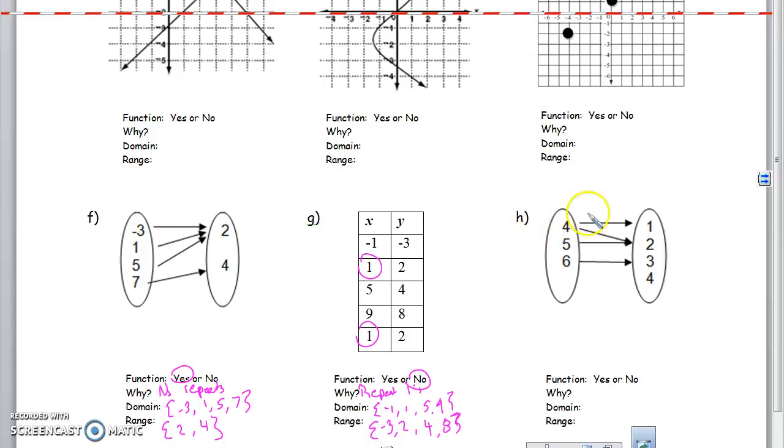And then finally, H, this is an example of not a function because we have 2 lines going off of 4. That's the equivalent of saying 4, 1, and 4, 2. So that is not a function, because of the repeat 4s. The domain, though, will still be 4, 5, and 6. And then the range is 1, 2, 3, and 4.